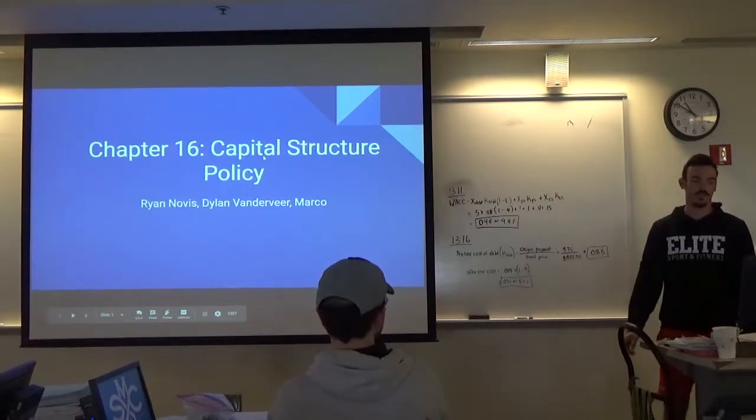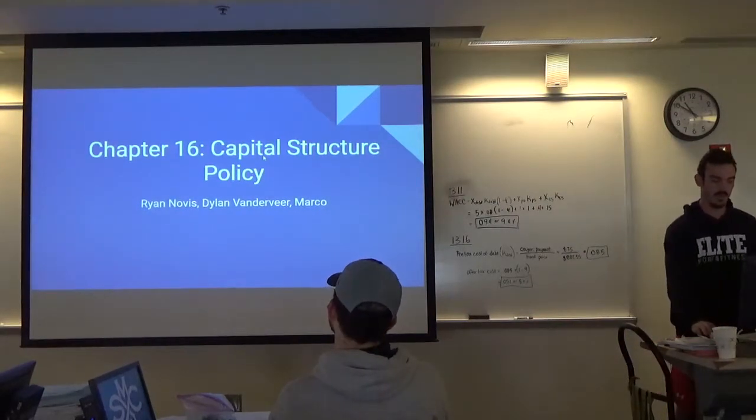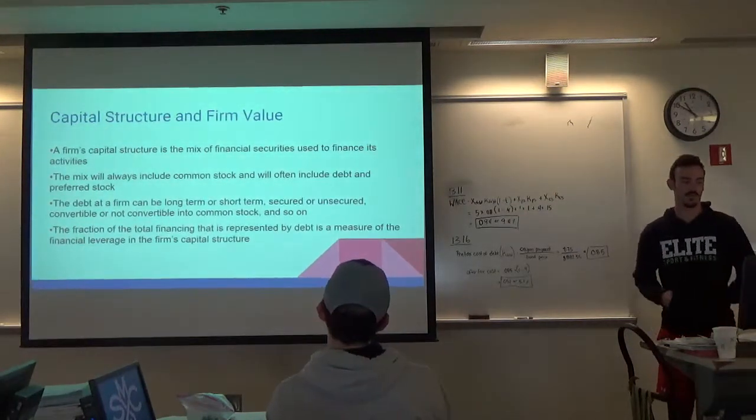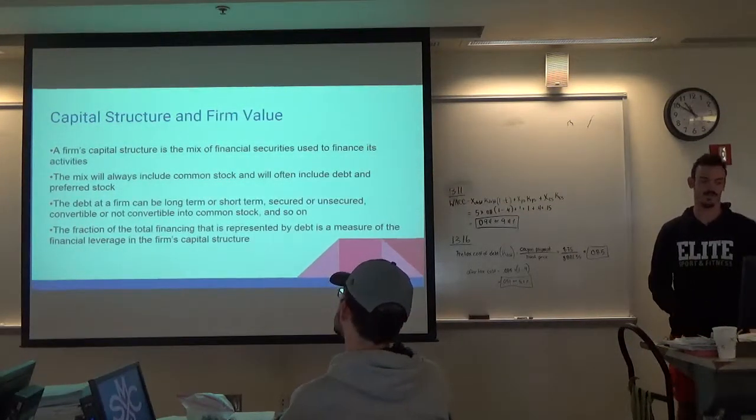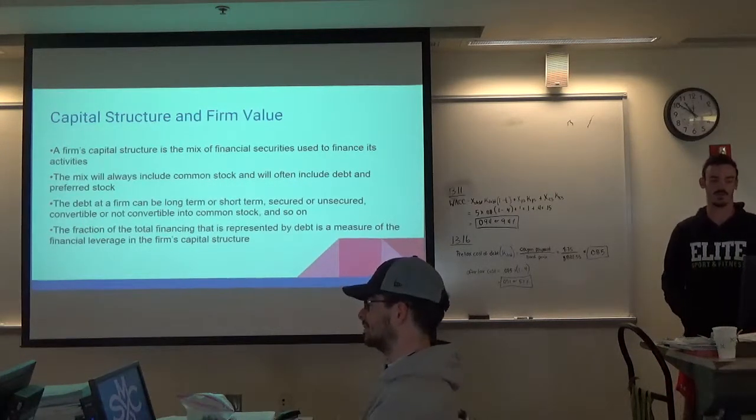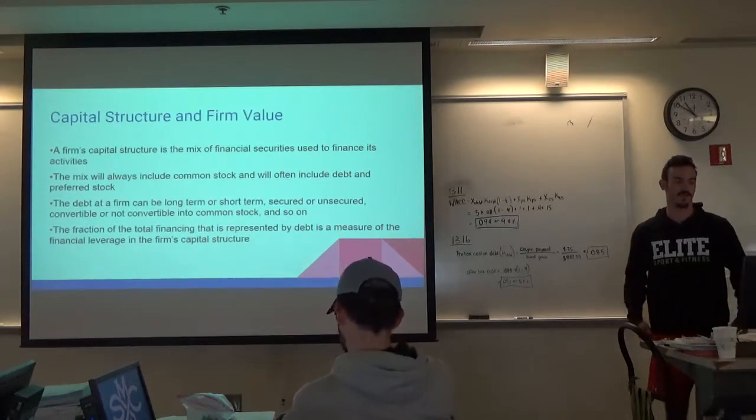So chapter 16 is capital structure policy. Capital structure and firm value. A firm's capital structure is the mix of financial securities used to finance its activities. The mix will always include common stock and will often include debt and preferred stock.